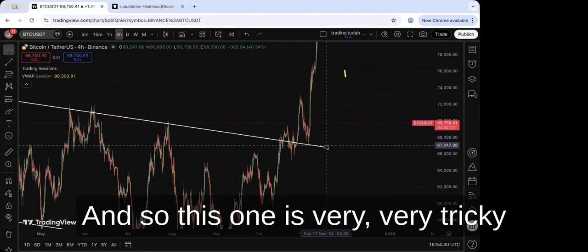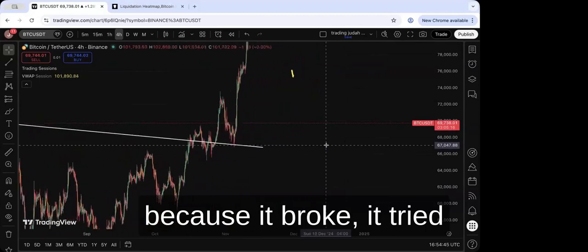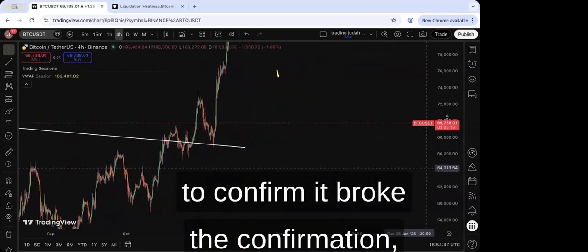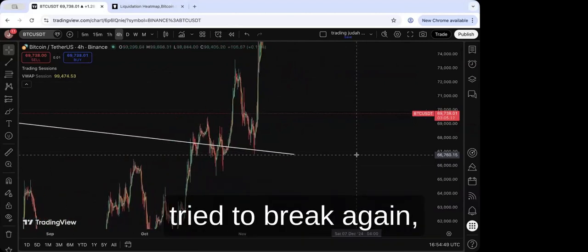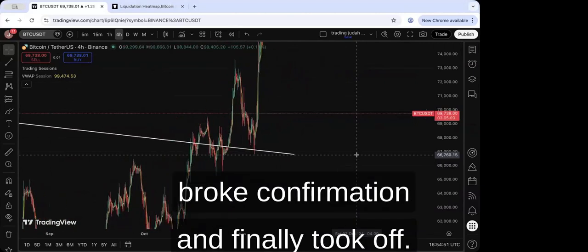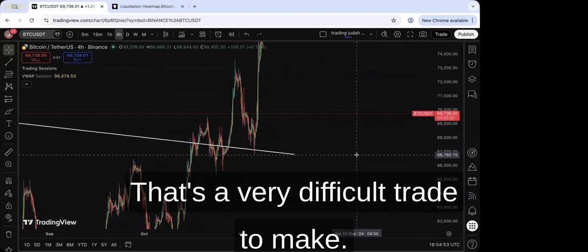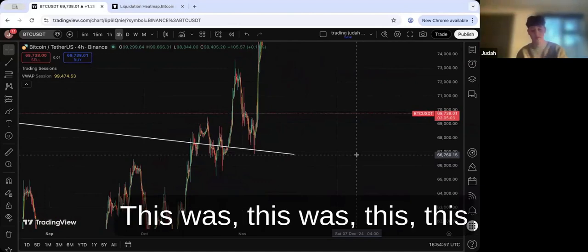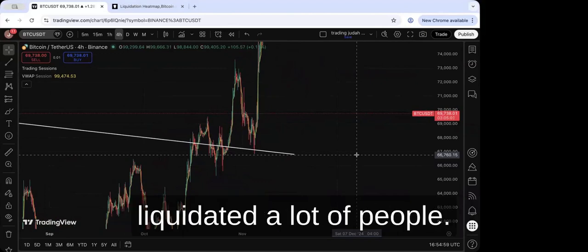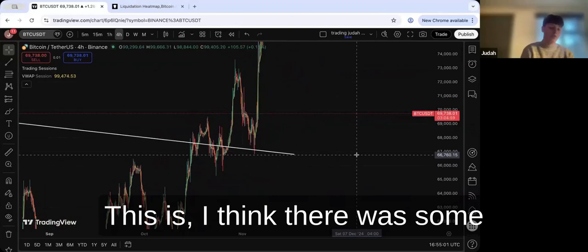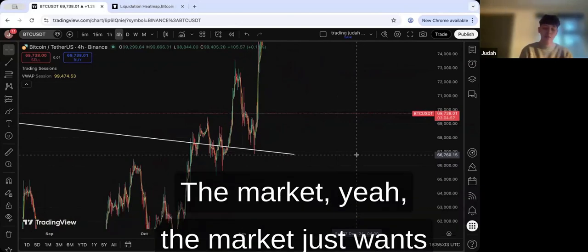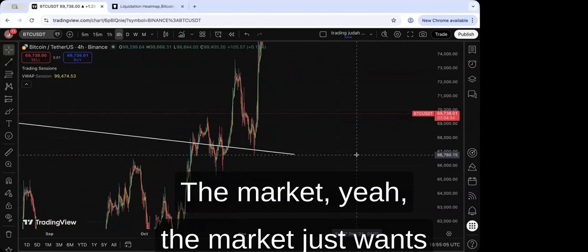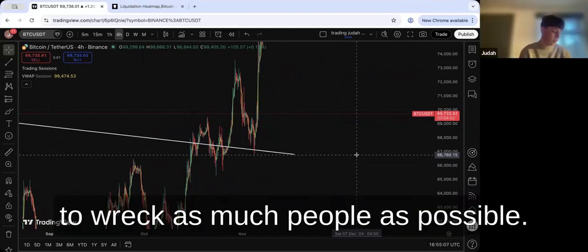This one is very, very tricky. It tried to confirm, broke the confirmation, tried to break again, broke confirmation, and finally took off. That's a very difficult trade to make. This liquidated a lot of people. I think there was some manipulation going on over here. The market just wants to wreck as many people as possible.